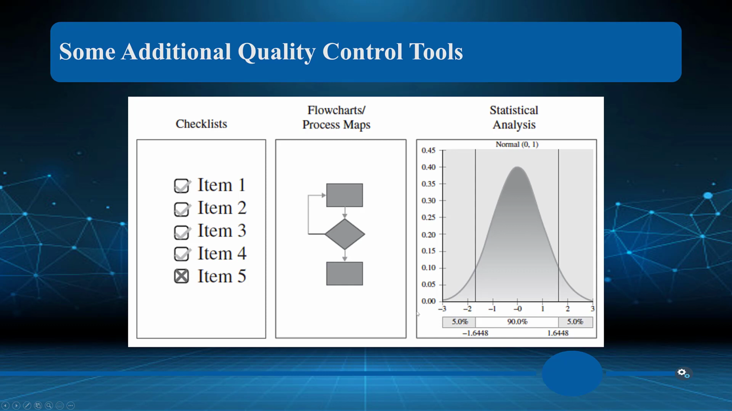We can use statistical analysis, looking at, okay, where are the peaks and valleys, and where does the data really flow, and are we going to worry about this 5% here, given that 90% is within whatever range we deem acceptable.